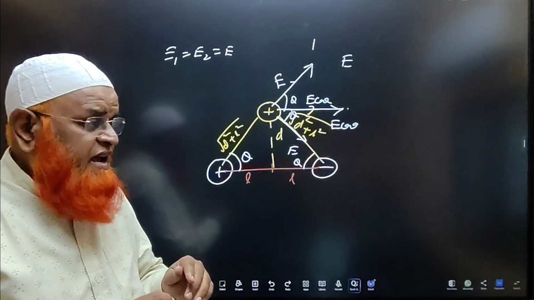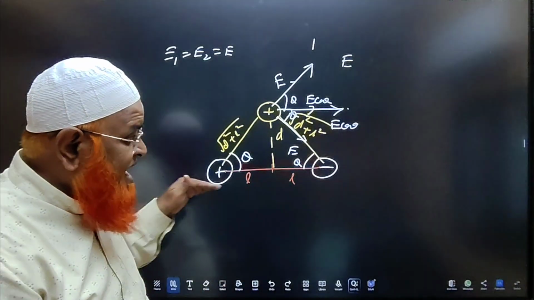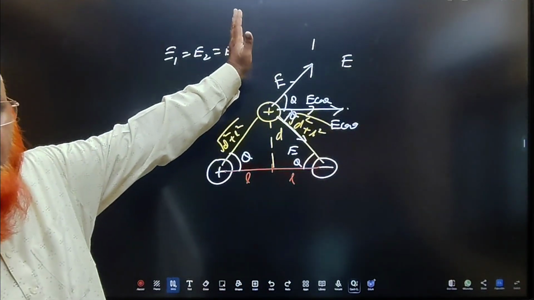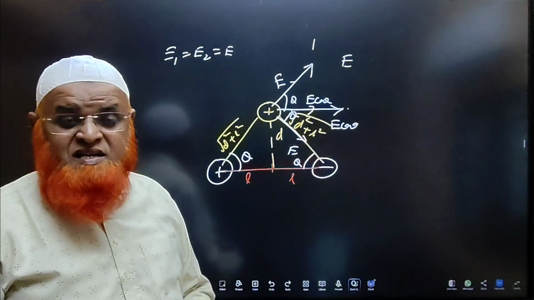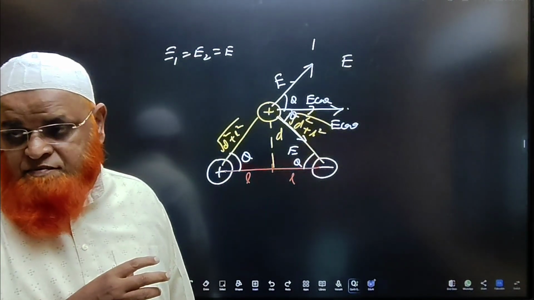Previously, the axial line meant that the line is also passing through the center of the electric dipole, but parallel to the electric dipole. This is perpendicular to the electric dipole. That's the reason why it's called an equatorial line. Hope you are understanding. If you understand this, you can understand it easily in magnetism also.